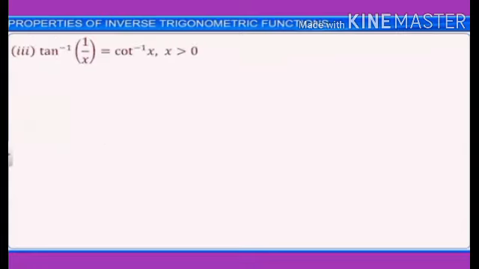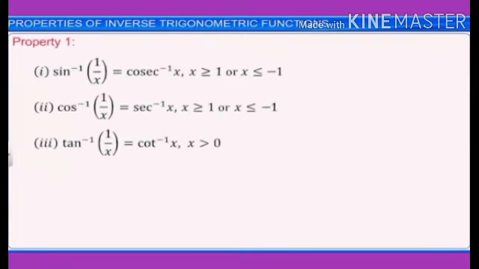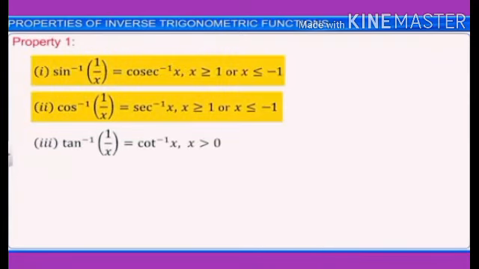Now, let us prove that tan inverse of 1 upon x is equal to cot inverse of x. Denote cot inverse x by y, which implies that x is equal to cot y, or 1 upon x is equal to tan y. This further implies that y is equal to tan inverse of 1 upon x. Finally, substituting the value of y proves the result. Similarly, the remaining two properties can also be proved.